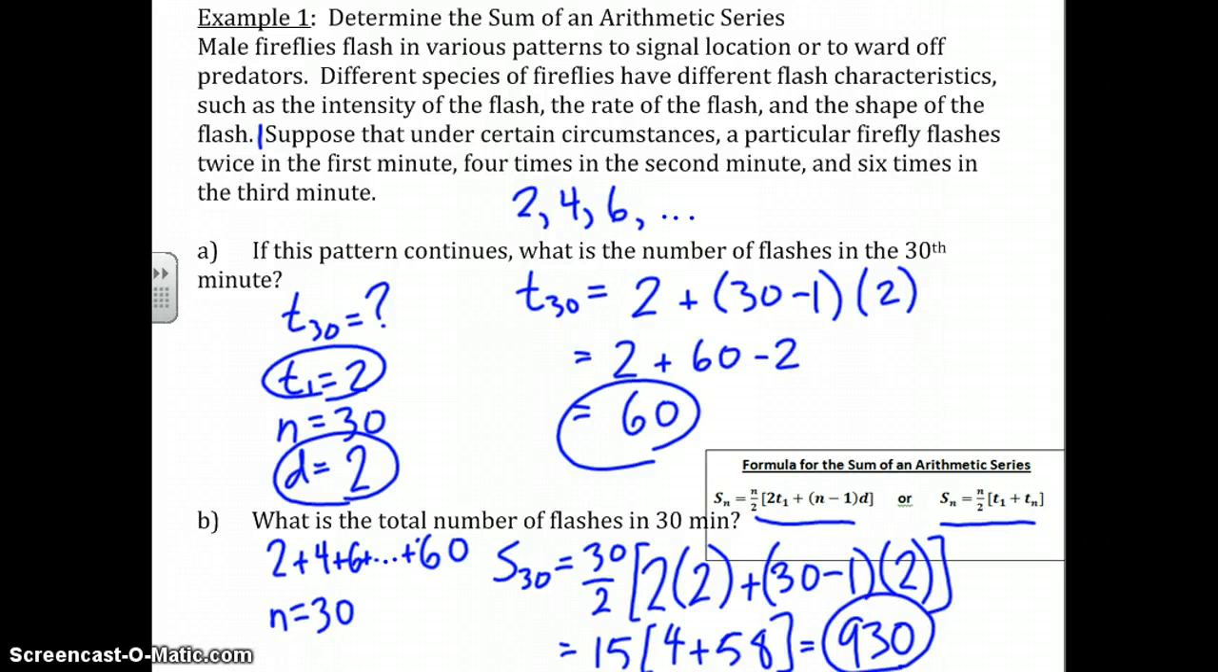If you were to use that other formula right here, we would have 30 divided by 2 for that. T1 would be our 2, and Tn, that's our last term, that would be 60. That one's a little bit less work to use, so if we can use it, we probably should.